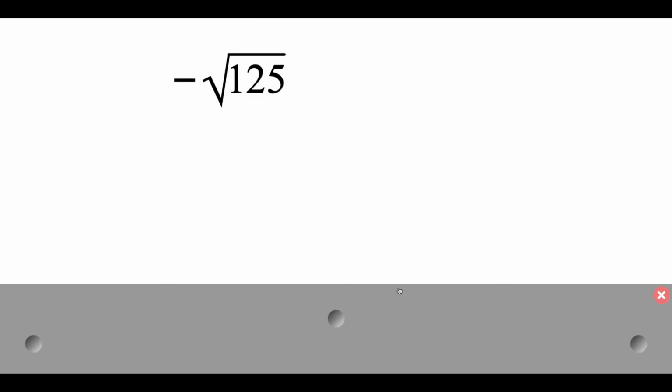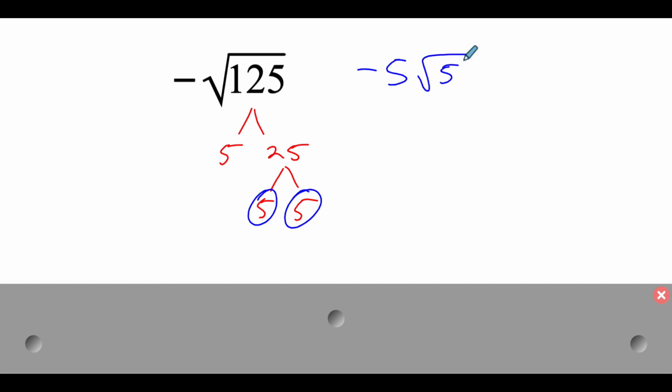For this next one, we've got the negative square root of 125. Well, 125 breaks down into 5 times 25, and 25 breaks down into 5 times 5. We're looking for pairs of numbers, so I see a pair of 5's, but don't forget about this negative out in front. So when I take the 5 out, I have to put the negative on it. This 5 didn't get paired up with anything, so it's going to stay underneath the radical. So negative square root of 125 simplifies down into negative 5 root 5.